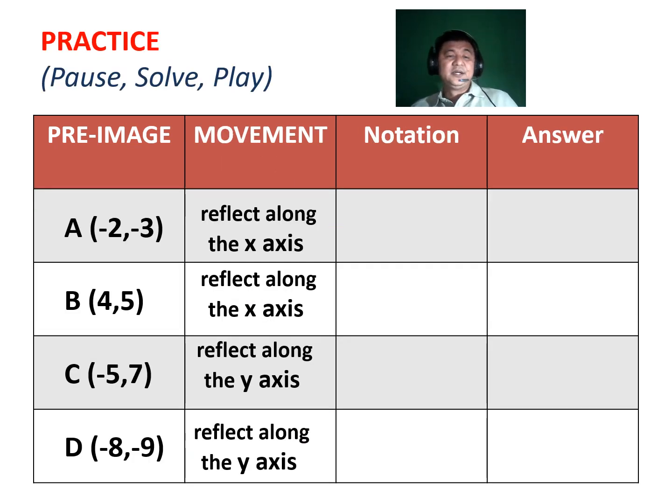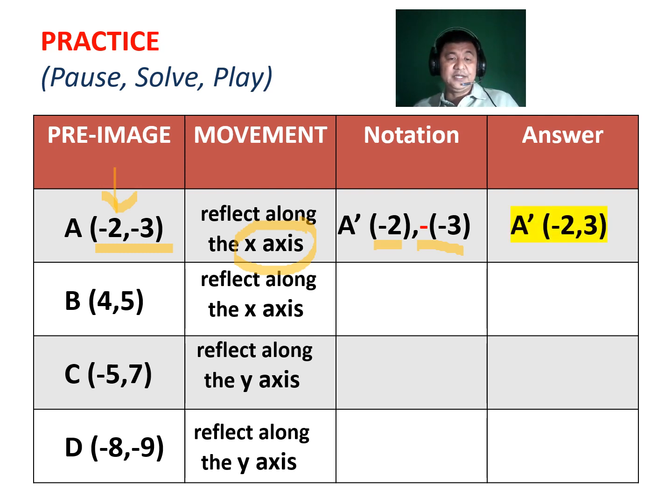Okay, now let's try. Pause, solve, and play. Okay, let's start with this. This is how you analyze. I'll just give one example. You reflect along the x-axis. If you reflect along the x-axis, the x remains to be the same. So I will put a negative 2, same, but negative 3 will be its negative. What is a negative of a negative? The negative of the negative negates it, so it's going to be a positive. And you could say the opposite of negative is positive. There you go.